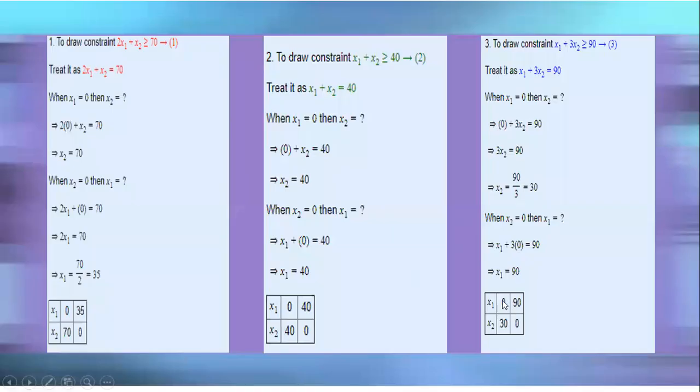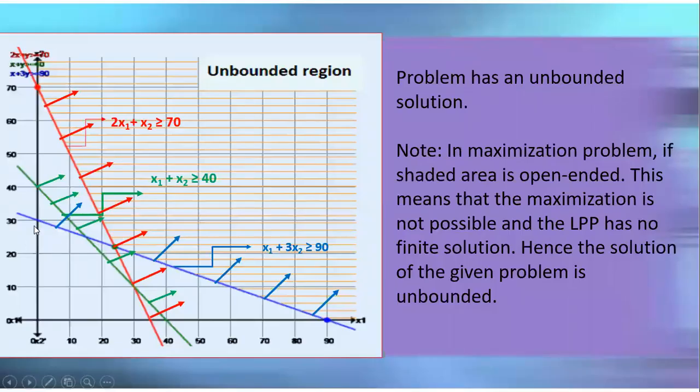Similarly, for the third constraint, the coordinates are (0, 30) and (90, 0). Connect them using a straight line. The blue line represents the third equation, x1 + 3x2 ≥ 90.